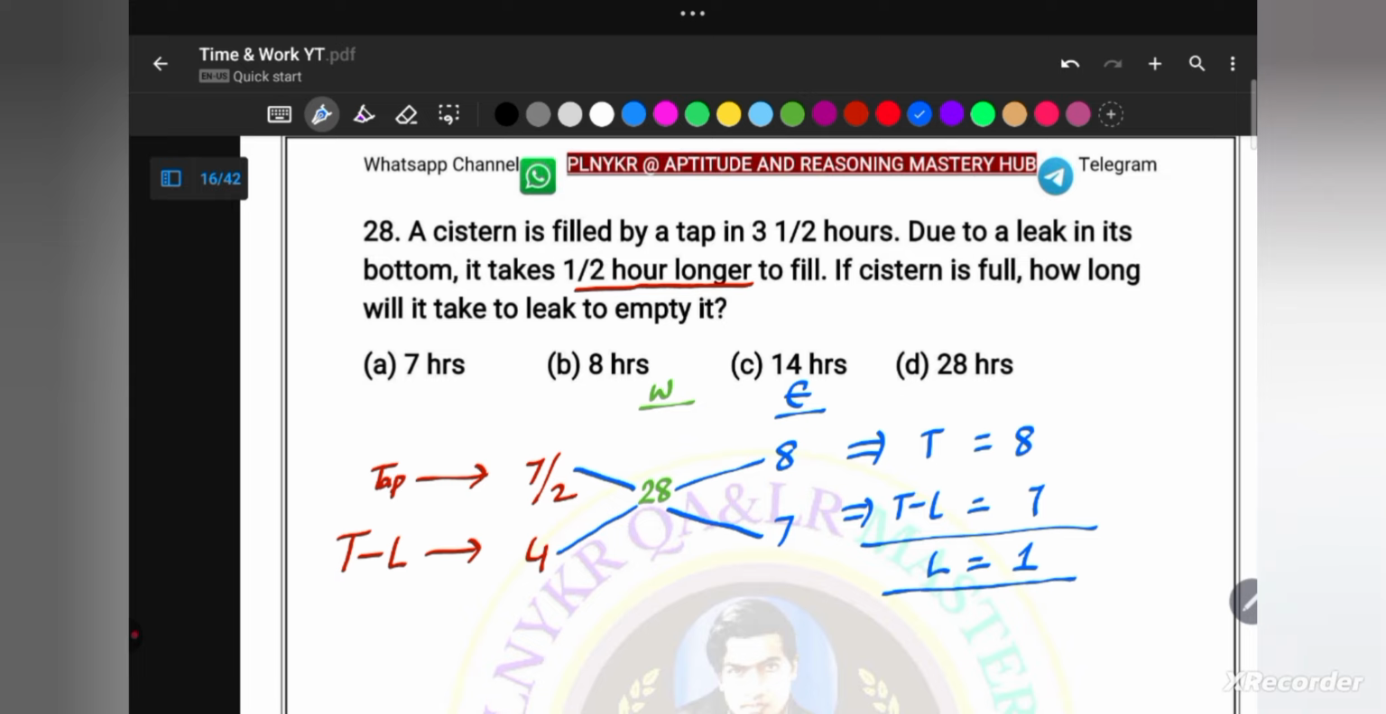Now he is asking to find, if the cistern is full, how much time the leak takes to empty it. He is asking to find the time, right? So time will be equal to the time taken by the leak, which equals work by efficiency. How much work we had taken here? 28, whereas the efficiency is 1. So how much time will be taken by the leak? It will be 28 hours. Option D, we can mark for 28.